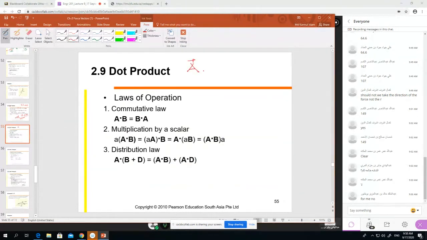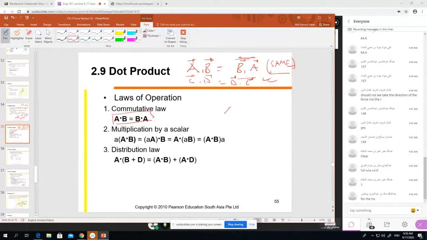In the dot product, vector A dot B is the same as B dot A. Same, no problem. If we write vector C dot vector D, it equals vector D dot vector C. Same, no difference. The order of the sequence has no problem, so it is called the commutative law.